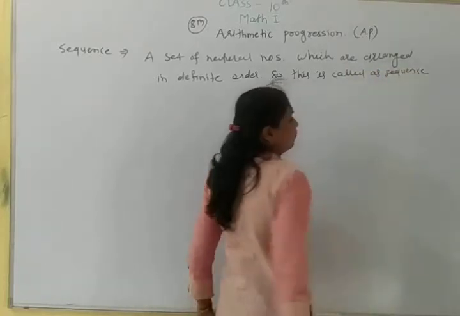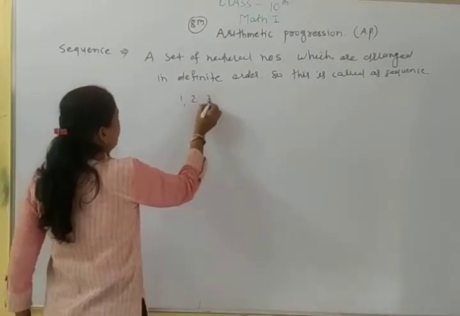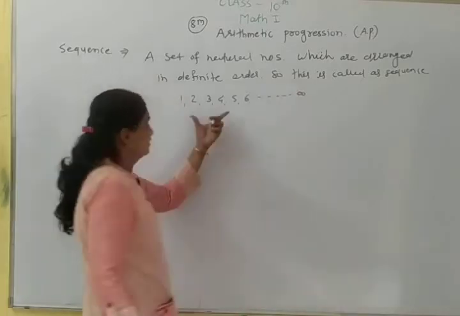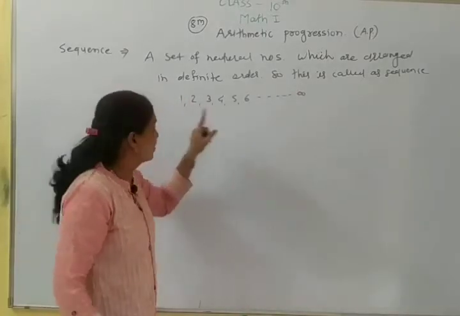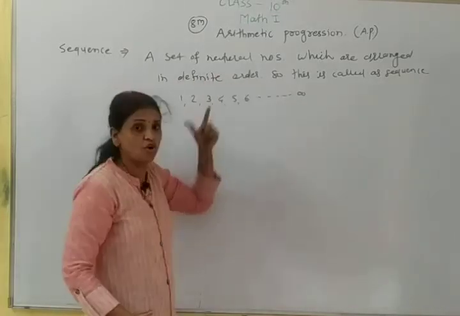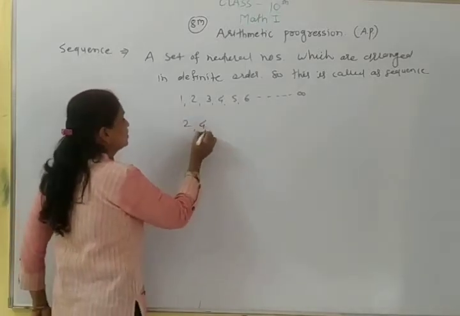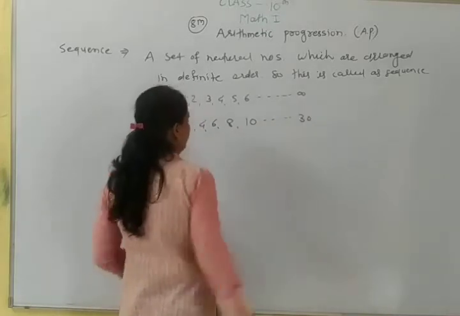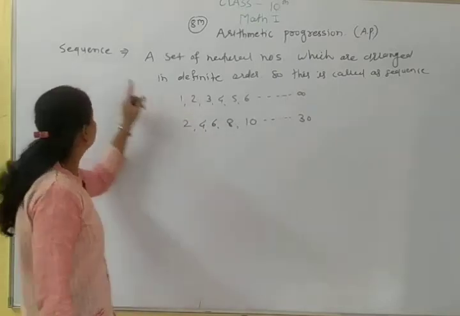Means a set of any numbers. For example, the set of natural numbers 1, 2, 3, 4, 5, 6 up to infinite. This is the set of natural numbers, arranged in one specific rule, that is definite order. So, this is called a sequence. Another example is even numbers 2, 4, 6, 8, 10 up to 30. This set is called a sequence.